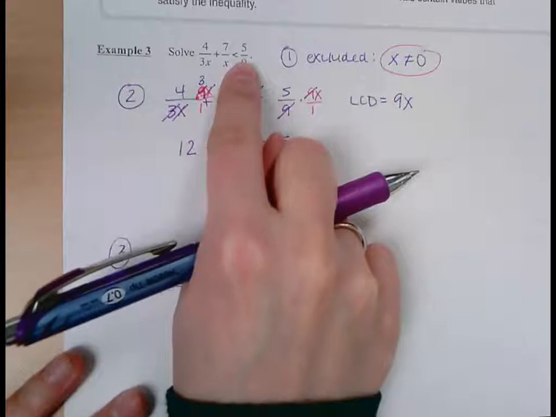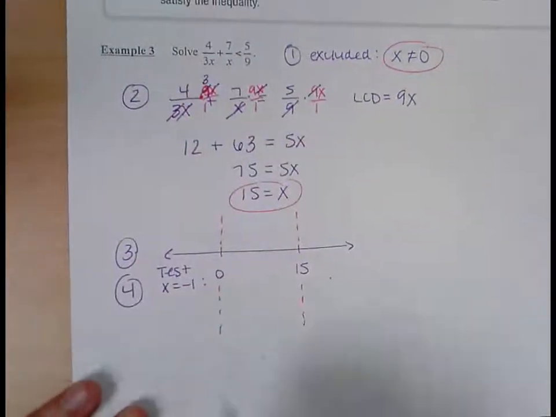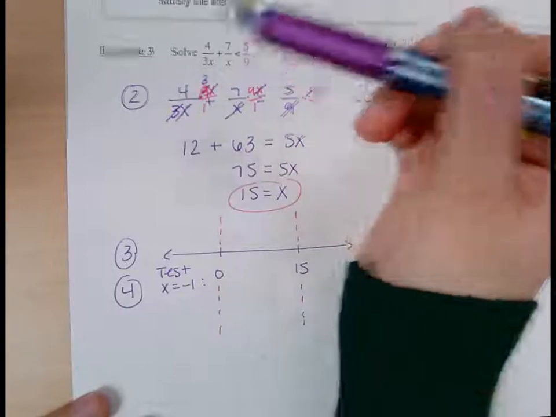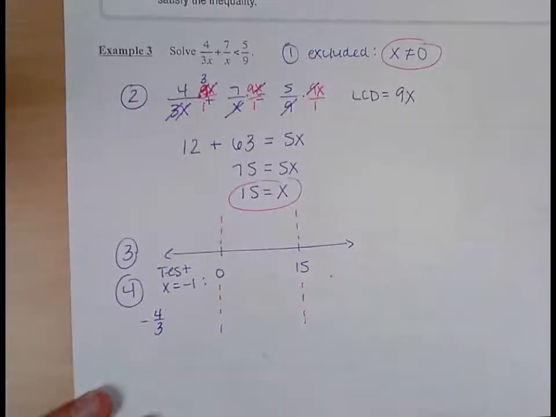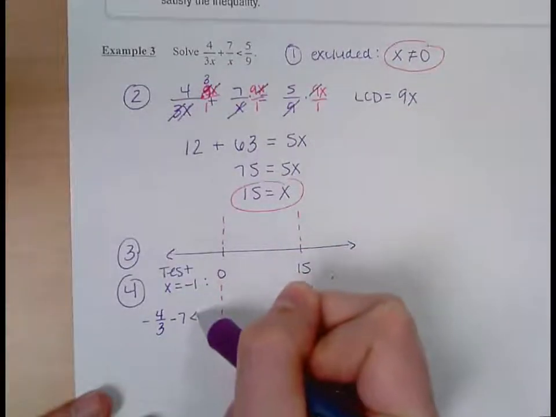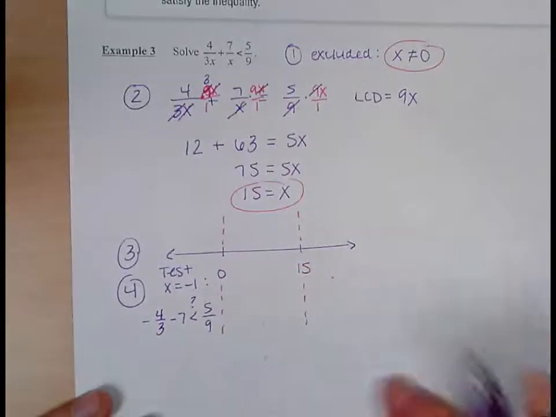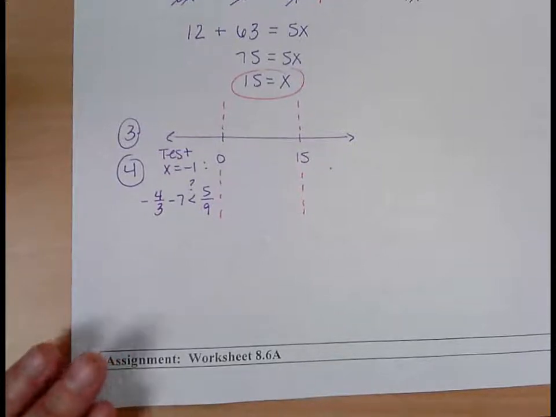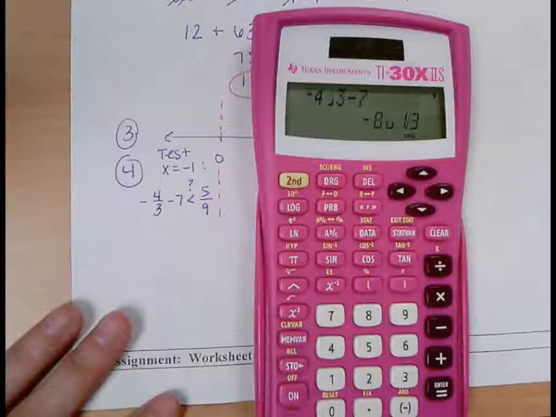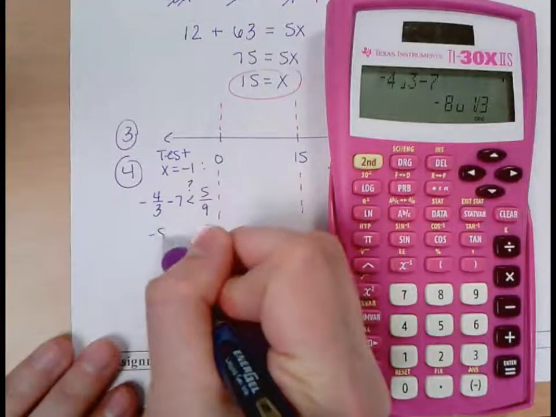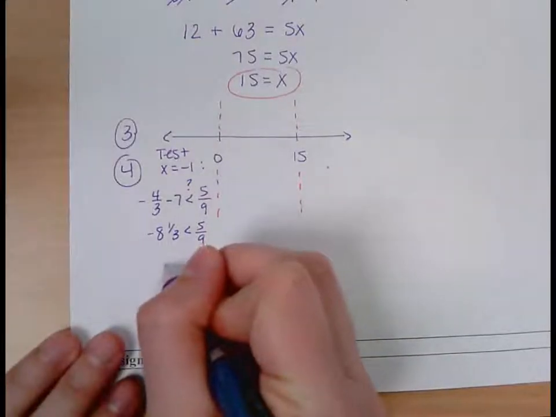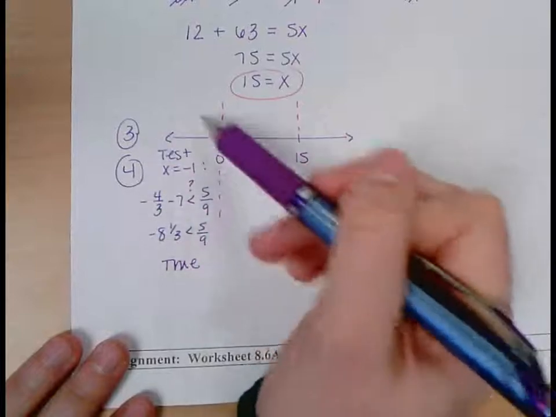You're testing it in the original inequality, so I'm plugging in -1 for those x's. My first fraction would be 4 over 3 times -1, so the denominator would be -3, making it -4/3. And then I would have 7 over -1, that's just -7. Is that less than 5/9? I could type in -4/3 minus 7. That's -8 1/3. Is that smaller than 5/9? Yes, that is smaller. So this is true, which means I have solutions in this interval.